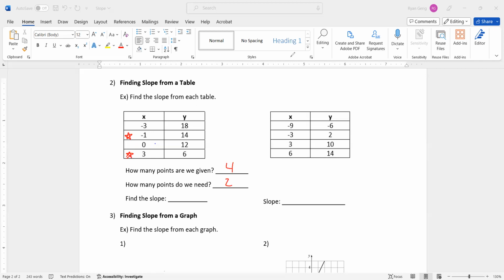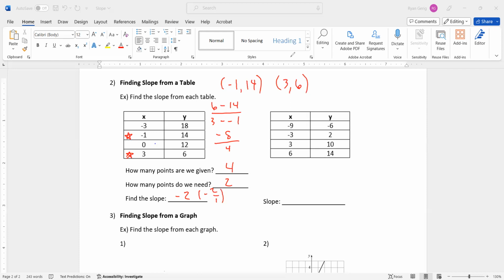Okay. If you want, you could do it from the table like I showed you in lesson 1, or you can write out the points and do what we did on the front side. So X is -1, Y is 14, X is 3, Y is 6, and then just do the work from there. So 6 minus 14 over 3 minus -1. So 6 minus 14 is -8. 3 minus -1, or 3 plus 1 is 4. -8 divided by 4 is -2, or -2 over 1.